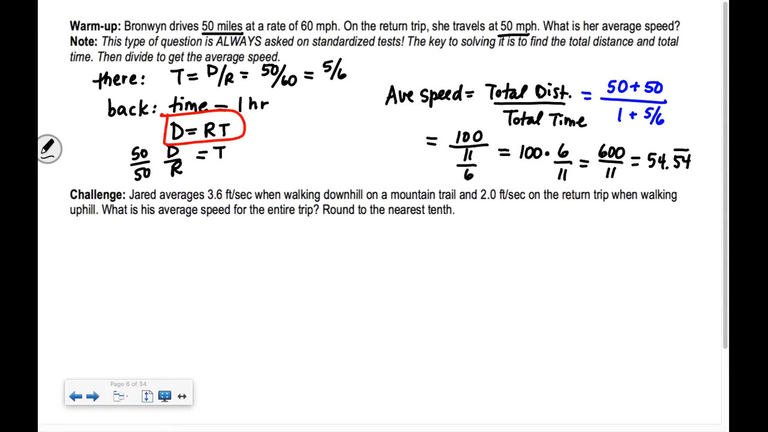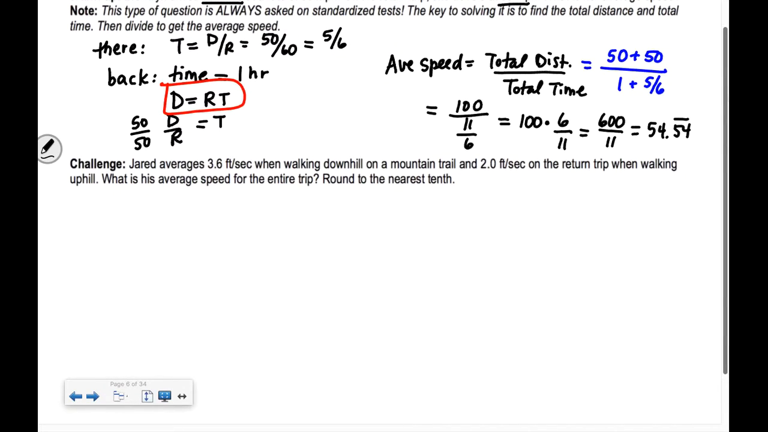Did you guys get it? Yeah. All right, so this is kind of the same thing. It says Jared averages 3.6 feet per second when walking downhill on a mountain and 2.0 feet per second on the return trip when walking uphill. What is his average speed for the entire trip? Round to the nearest tenth. The only difference is we didn't say how far he was traveling. So you can let it be anything.